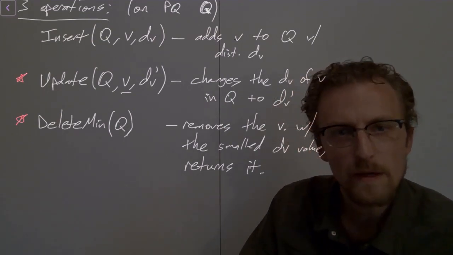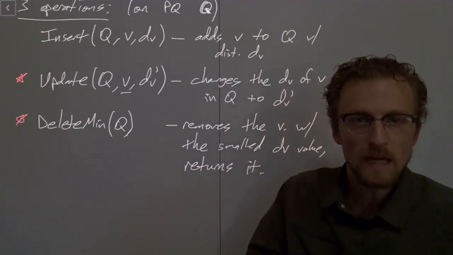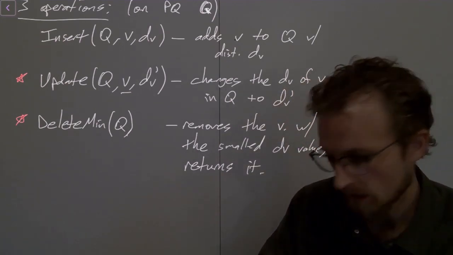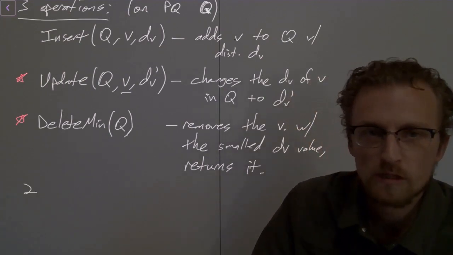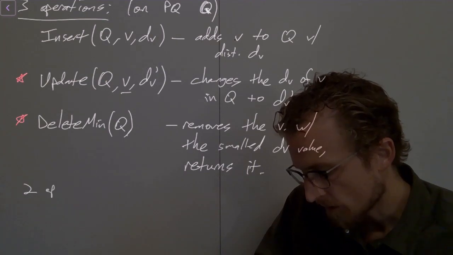But let's think a little bit about the time complexity of these. It turns out the time complexity depends on how we've implemented our priority queue. There are essentially two options that we'll concern ourselves with in this lecture anyway. There are two options for a priority queue.